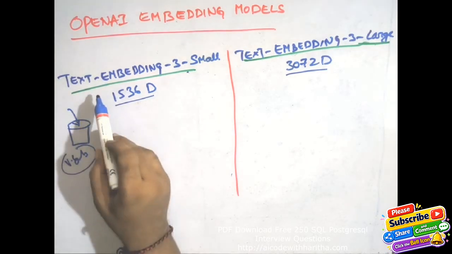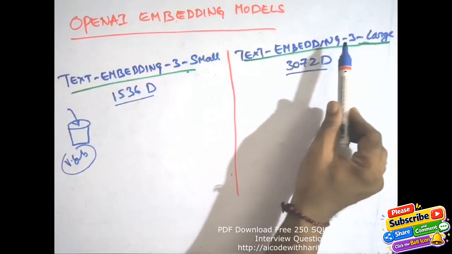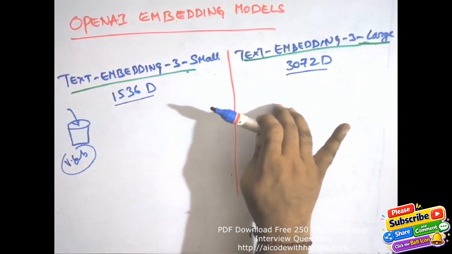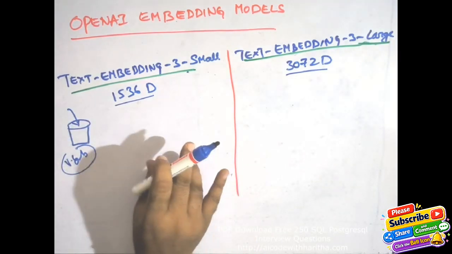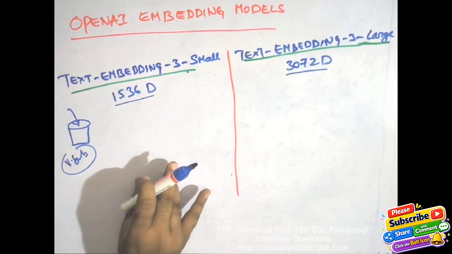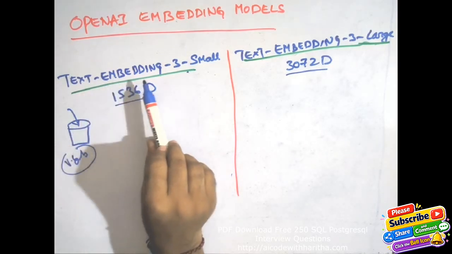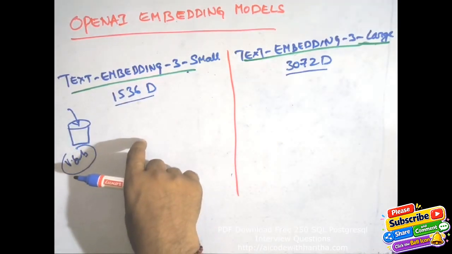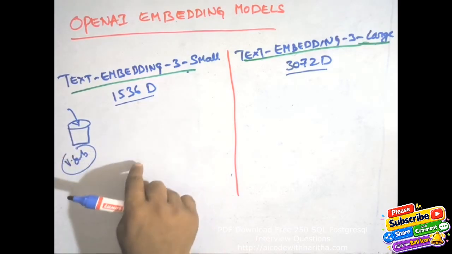Now let's find out the difference between text embedding 3 small and text embedding 3 large, the pros and cons, when we use small and when we use large. The first most important step is at the time of designing your AI project, when creating the database, you have to decide which embedding model to select. Before creating the vector database, you have to select which embedding model is suitable for your AI project.